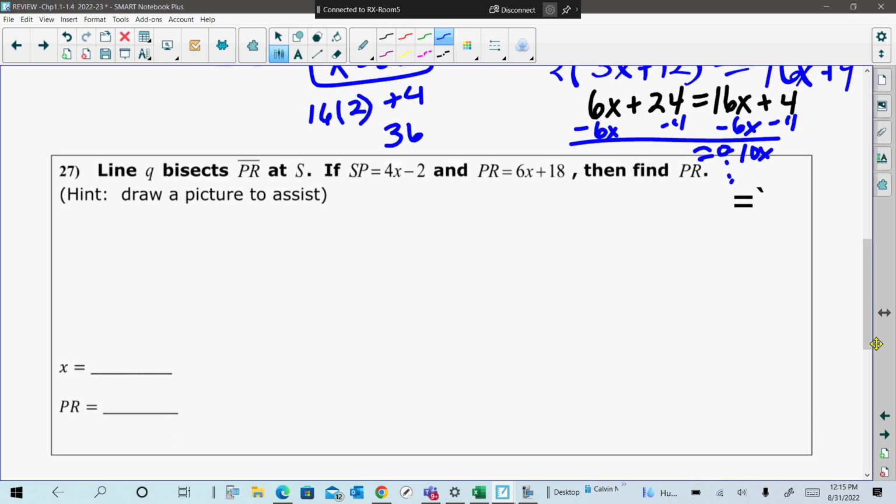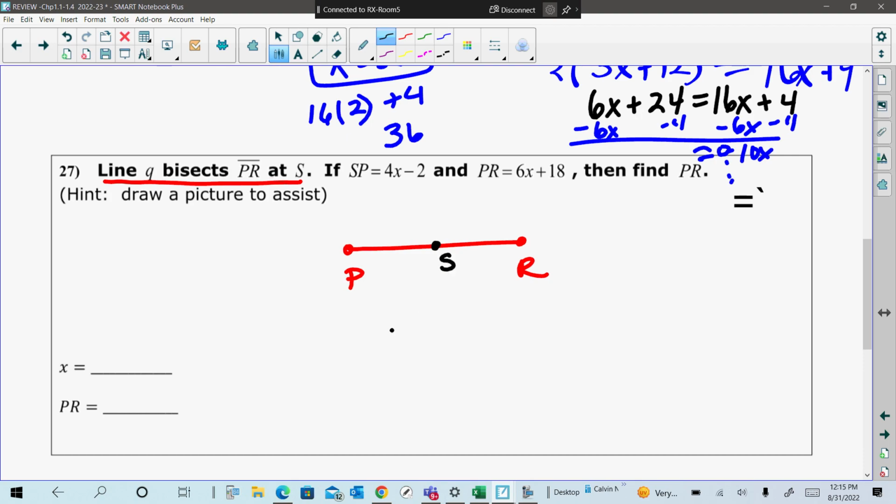All right, so 27 is very similar to 26. The only difference is now it says line Q bisects PR at S. So the segment that's being bisected is the segment PR. So we need to start off with drawing that segment. We're now drawing line Q bisecting it. To bisect means it has to go through a midpoint, and that point is going to be S.